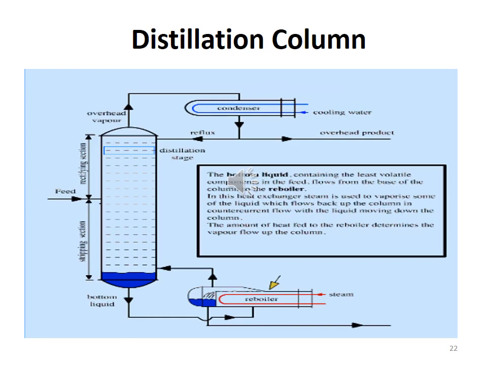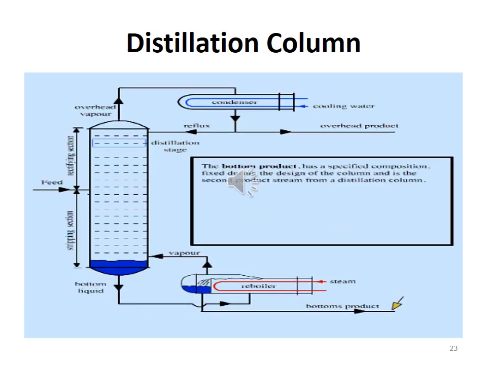The bottom liquid, containing the least volatile components in the feed, flows from the base of the column to the reboiler. In this heat exchanger system, it is used to vaporize some of the liquid which flows back to the column in countercurrent flow. With the liquid moving down the column, the amount of heat fed to the reboiler determines the vapor flow to the column. So this reboiler will supply energy to the bottom liquid, which is further energized and sent back to the distillation column for separation.